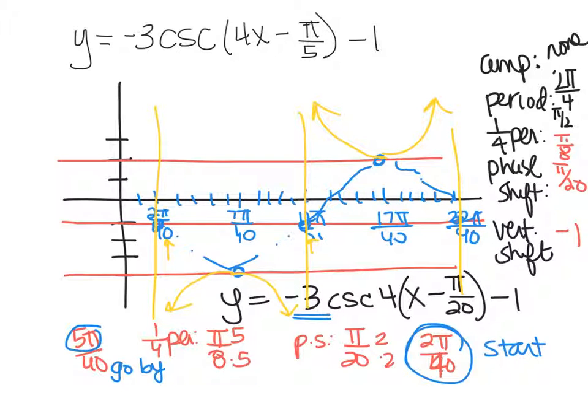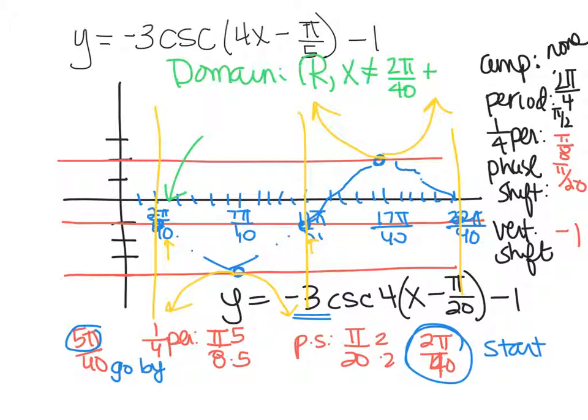Then the last thing I want to talk to you about is how to get the domain and the asymptotes. So the domain always is going to start with all reals except what x cannot equal. The graph does not exist at the asymptotes. So what is the first asymptote? The first one is 2 pi over 40 plus every increment to the next asymptote.